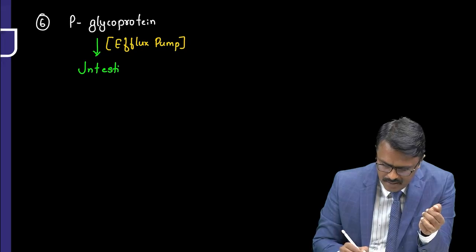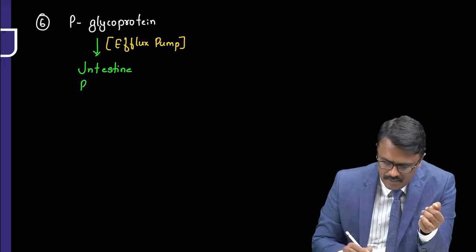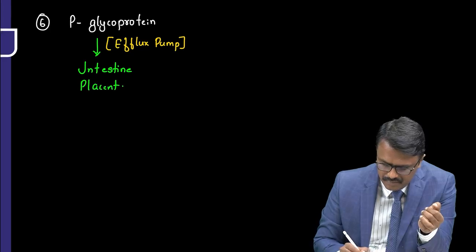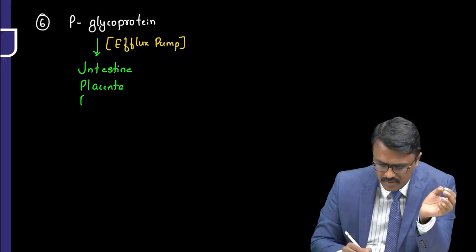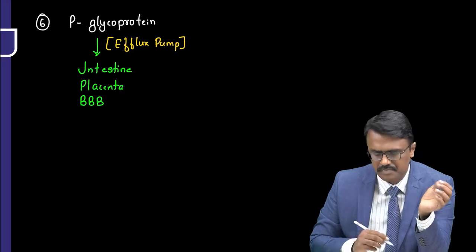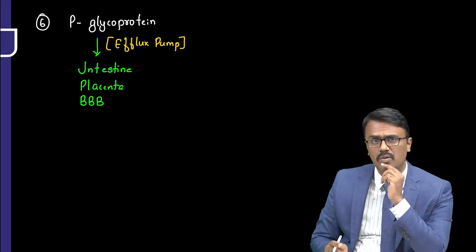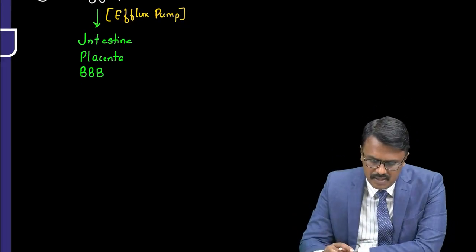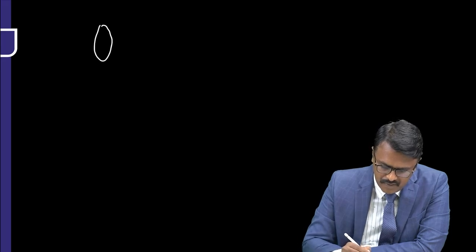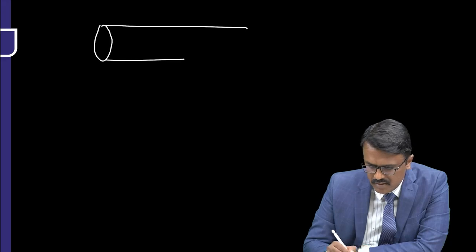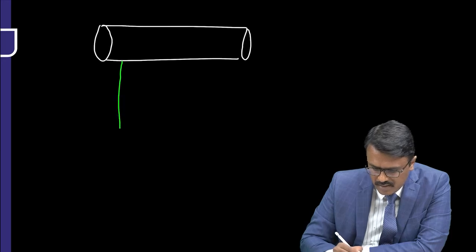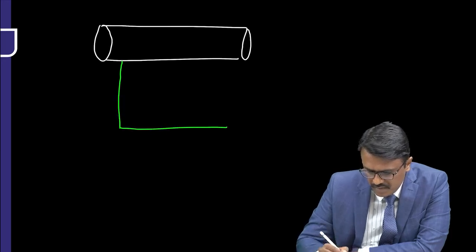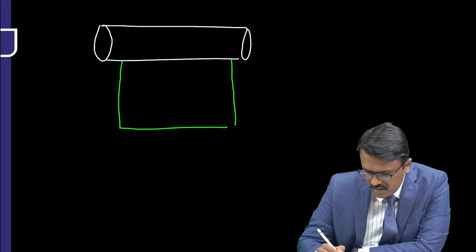Now where is it present? It is present in the intestine, in the placenta, and also in the blood-brain barrier. Okay, sir. But what is the role? Now let me take an example here. This is the intestine. I am writing it like this. Now I am enlarging an intestinal cell where the drug will move.